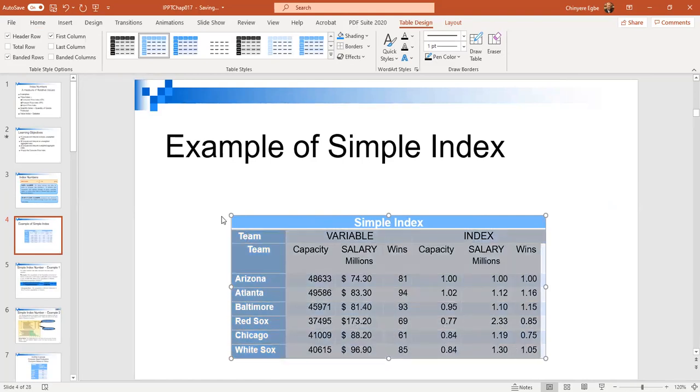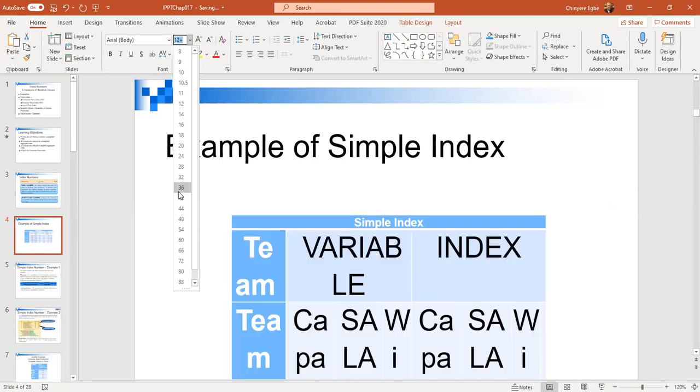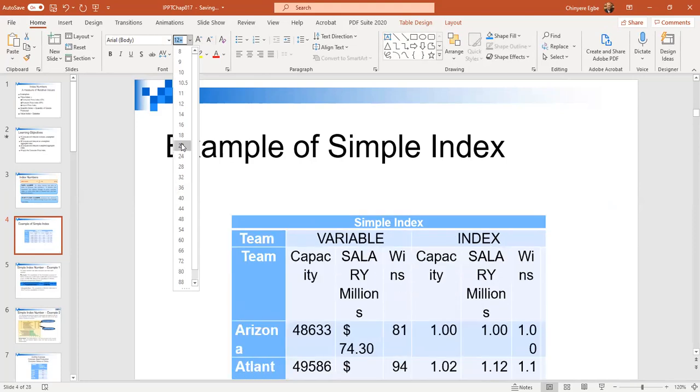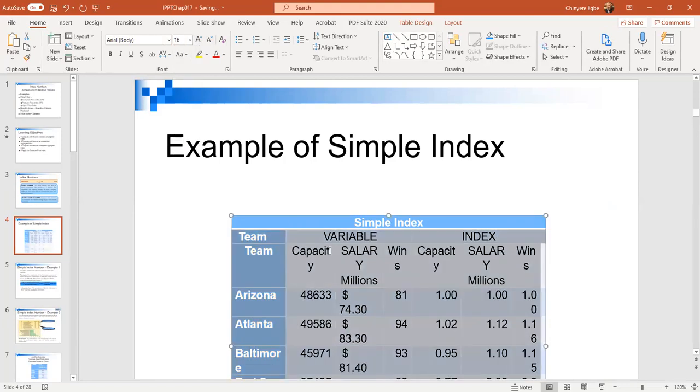Can you see the numbers? You can. Okay, let's see.